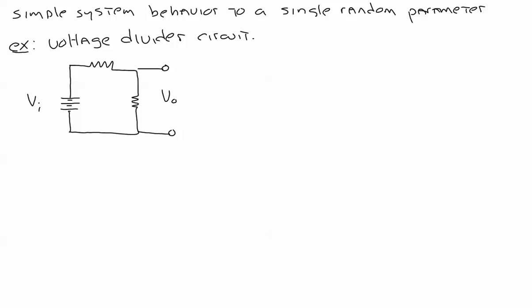V sub I will be my input. It's a DC circuit. That's a battery symbol. This will be resistor R1. This will be resistor R2. Hopefully from some circuit analysis course, you know that V naught equals V sub I times R2 over R1 plus R2. That's the simple voltage divider relationship.